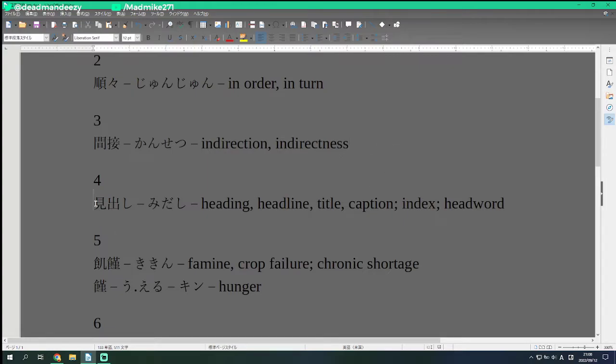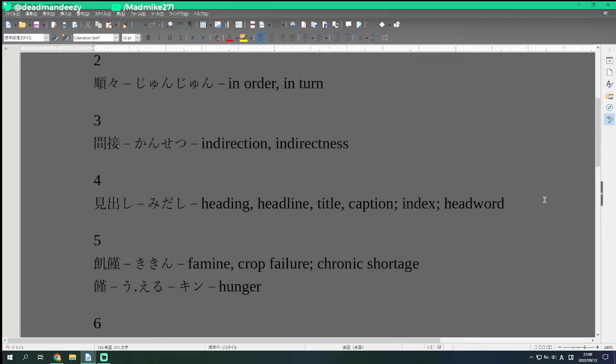Number 4 is midashi. Mi on the left side is to see or to view, and dashi on the right side is what is put out or brought out or shown out. So a midashi is the first heading or headline that you see, the title or the caption. It can also refer to an index, meaning you look at it and then you can pull it out of whatever the index is for. So a midashi is an index or a title.